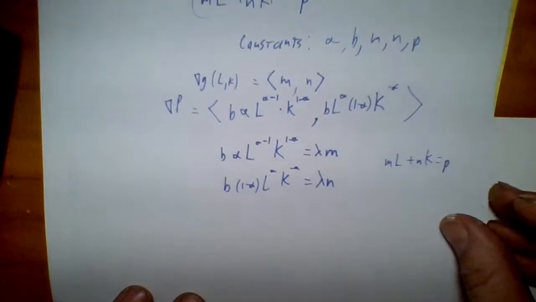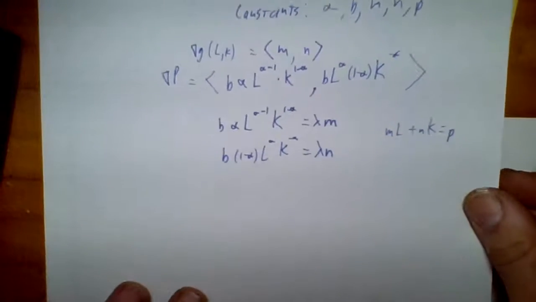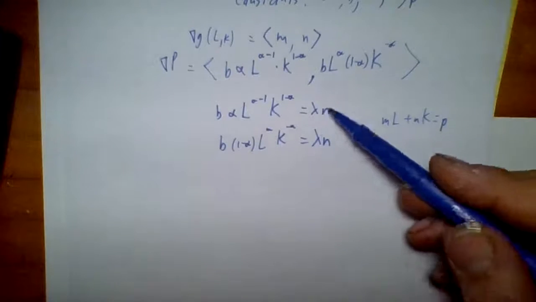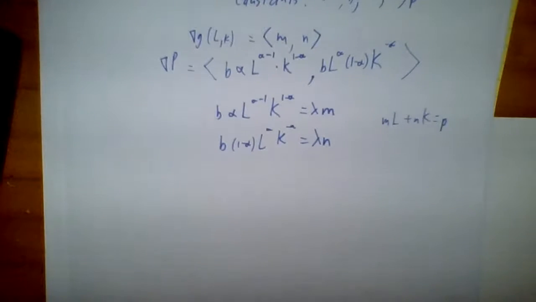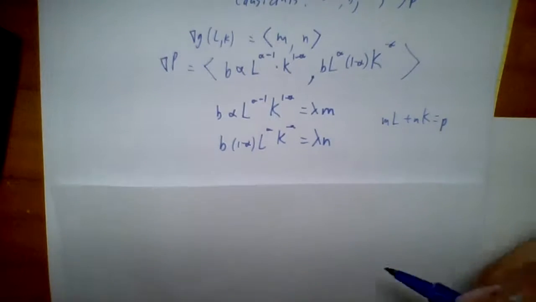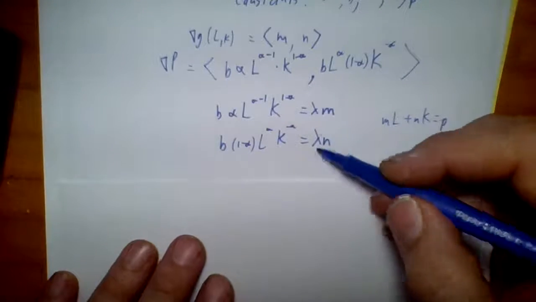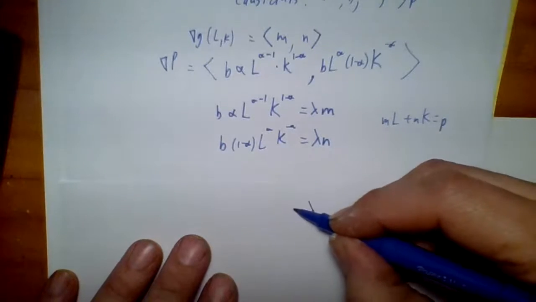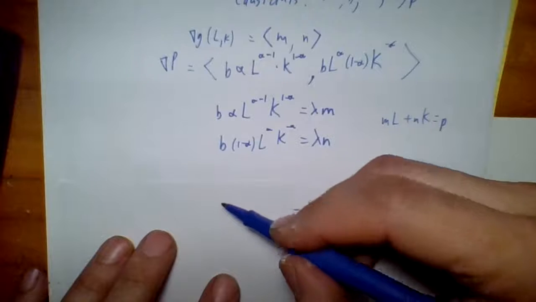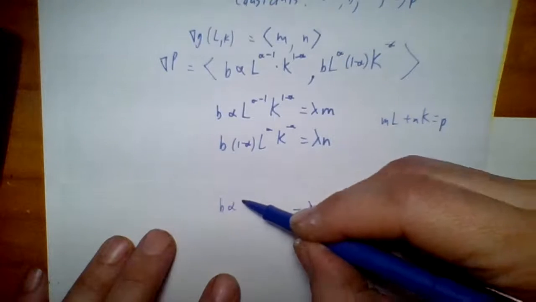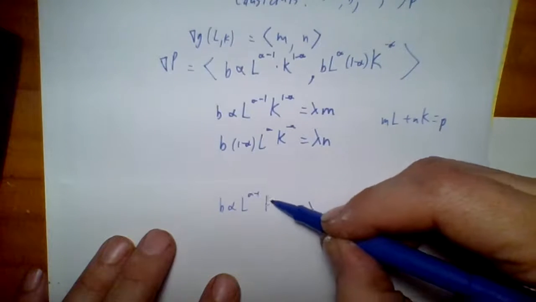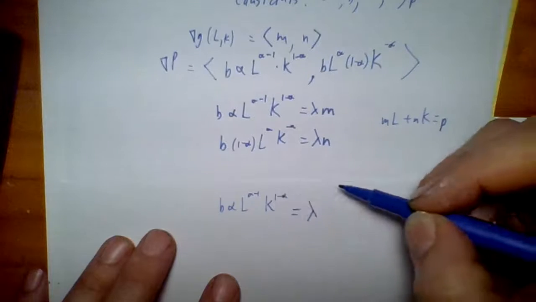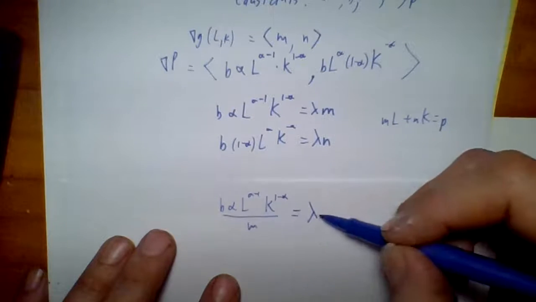Tough algebraic situation. But one place to get started is that it's pretty easy to get lambda by itself in these and substitute or set things equal to each other. So I'm going to rewrite these to get lambda by itself. It's one thing I can isolate easily. B alpha, L to the alpha minus 1, K to the 1 minus alpha, over M equals lambda.